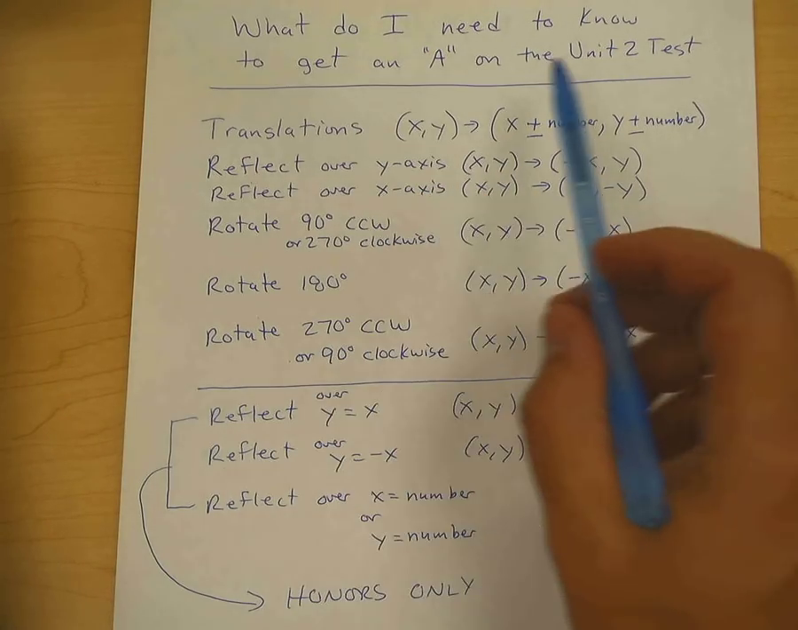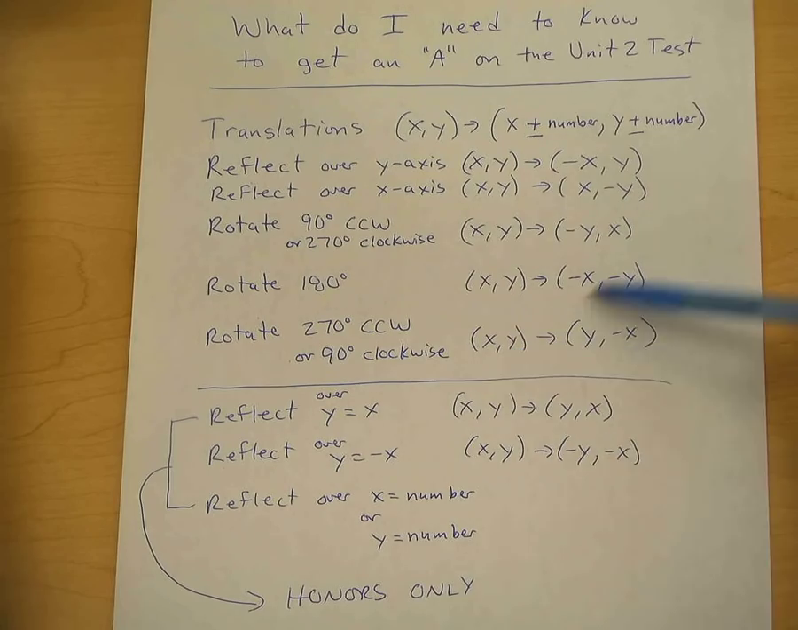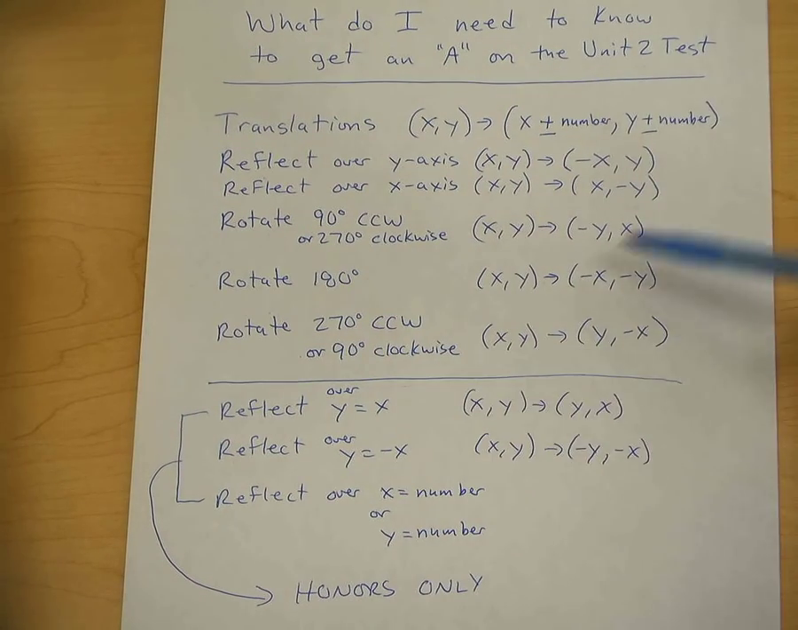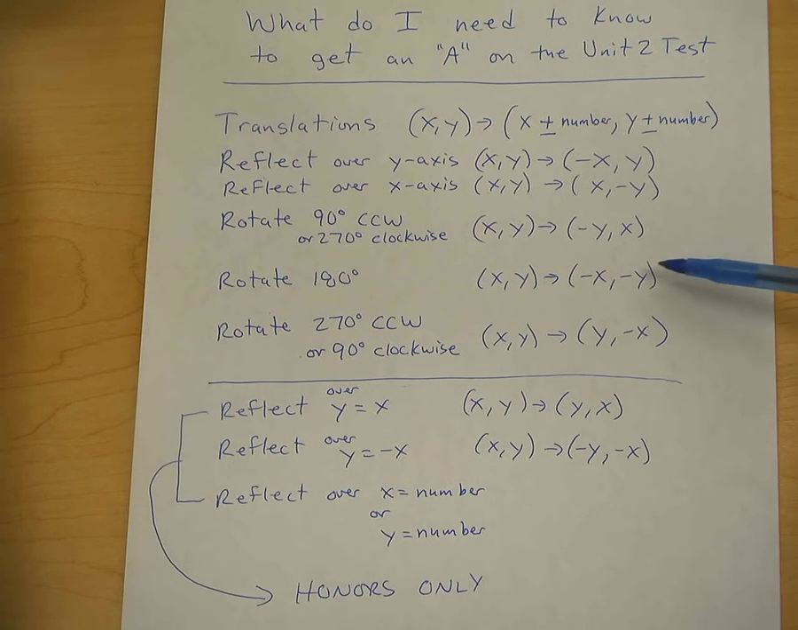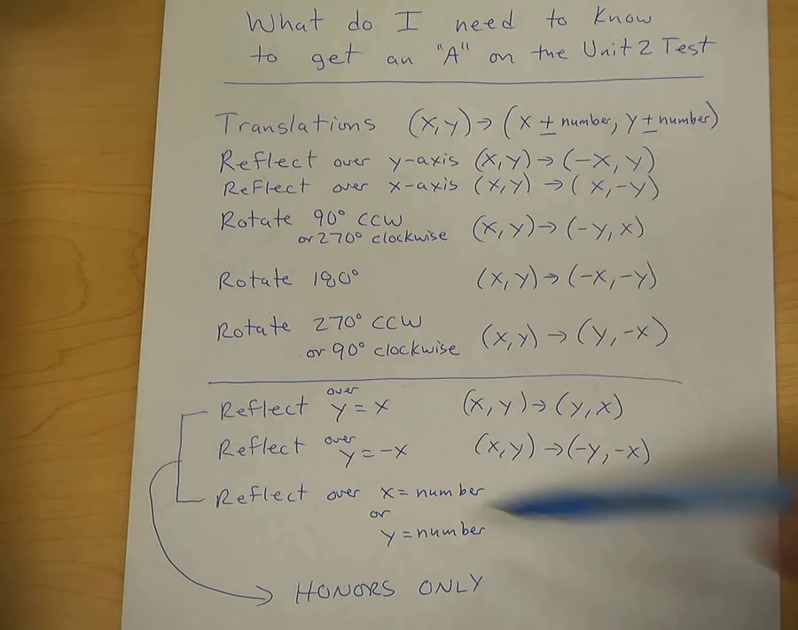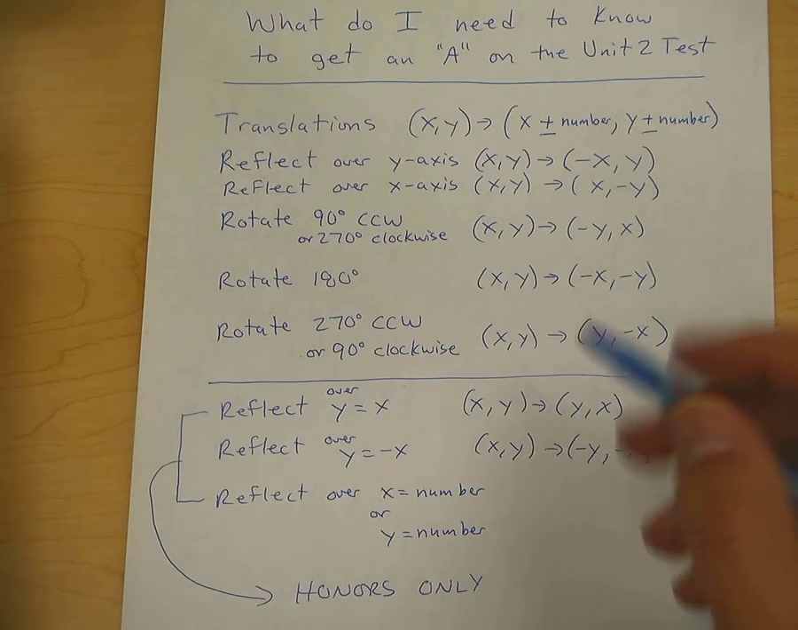These are things you need to know to get an A on the Unit 2 test. Now, these are the formulas you're going to be using in regular geometry. Honors geometry is going to be using all these formulas, so you might want to write these down. Pause the video for a minute, write these down, because this should be part of your notes. You should write this down.